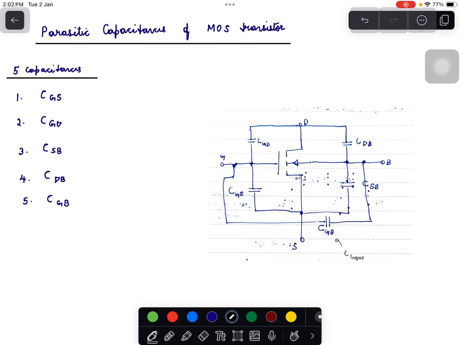Parasitic capacitances of MOS transistor. A MOS transistor is a 3-terminal or 4-terminal device, that is gate, source, drain and bulk. It has 5 parasitic capacitances: gate to source capacitance, gate to drain capacitance, source to bulk, drain to bulk and gate to bulk.